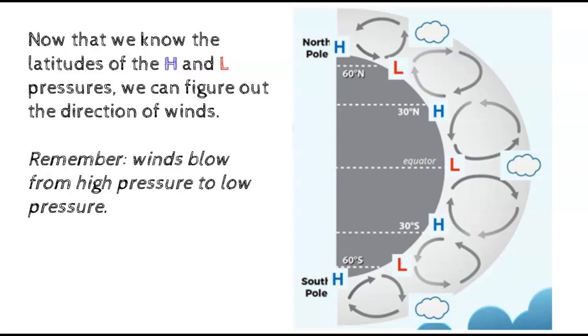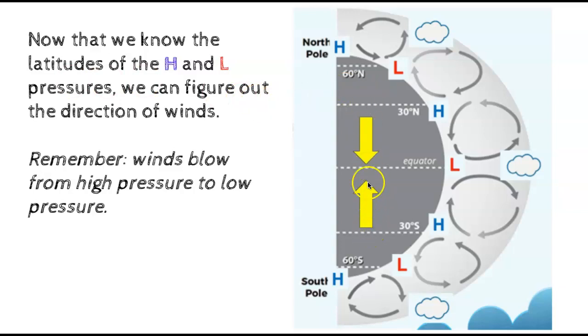Okay, so now that we understand where the high pressure and low pressure areas are on the globe on a big scale, we can start to finish our picture of why the winds blow in the directions they do. So if we know that winds blow from high to low, we can start adding arrows on our globe to show wind direction. So winds tend to blow towards the equator because they are blowing from the high pressure at the 30 degrees north and 30 degrees south towards the equator.